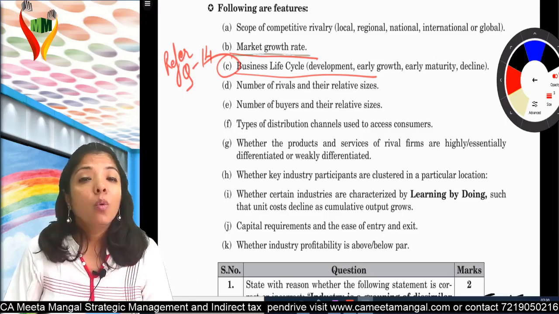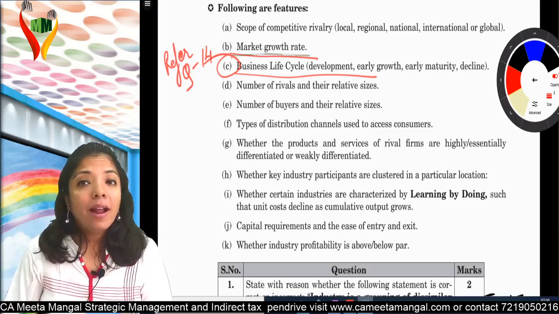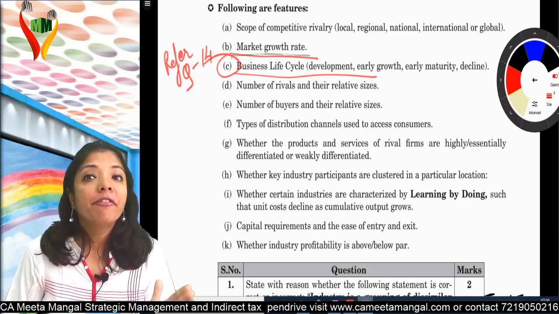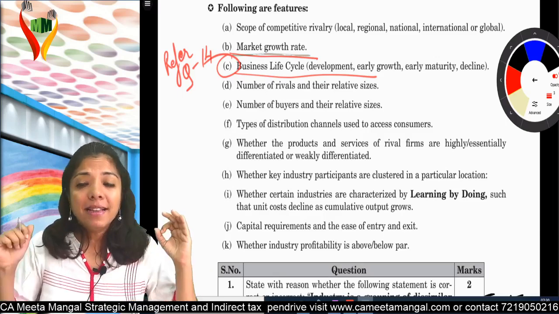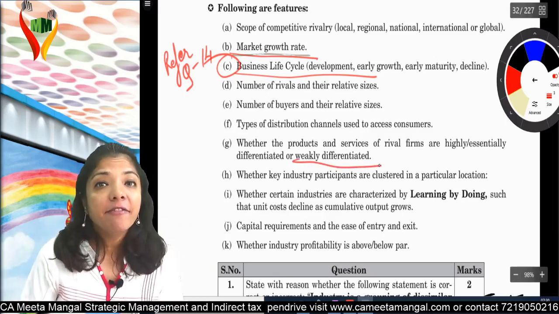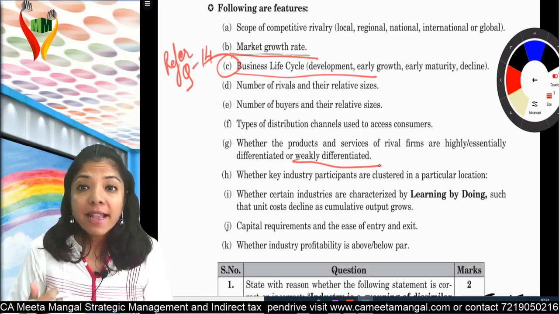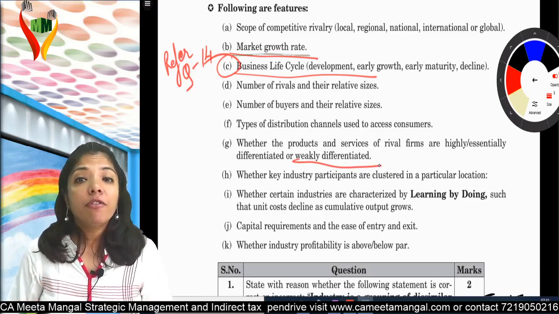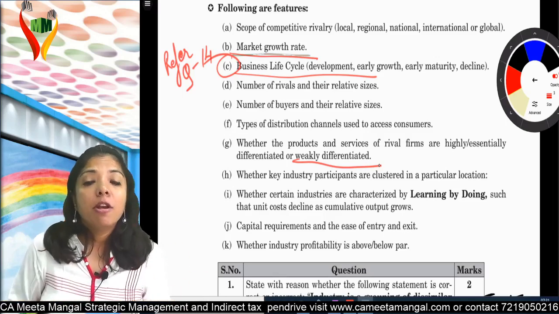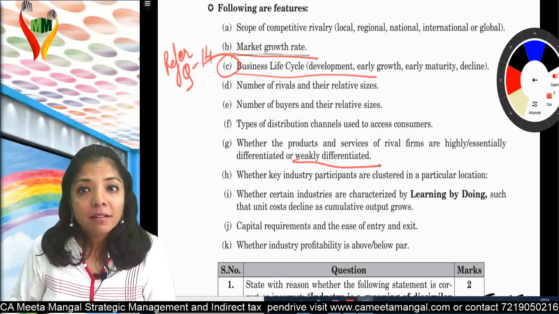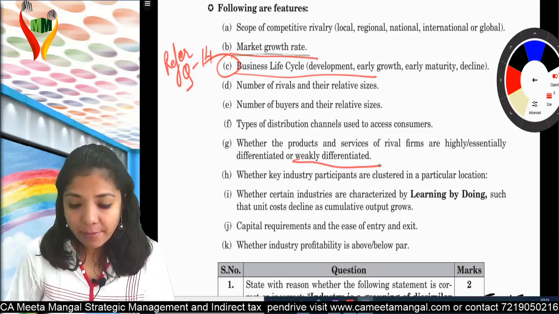Next, G point, whether the products and services of rival firms are essentially differentiated or weakly differentiated. Understand this: assume my product and my rival's product are weakly differentiated. That means there is no differentiation, it is exactly the same. In that case, we both have cutthroat competition, because when the product is the same, from whom is the buyer going to buy? The one who is charging less. I hope you are getting my point. Am I clear?